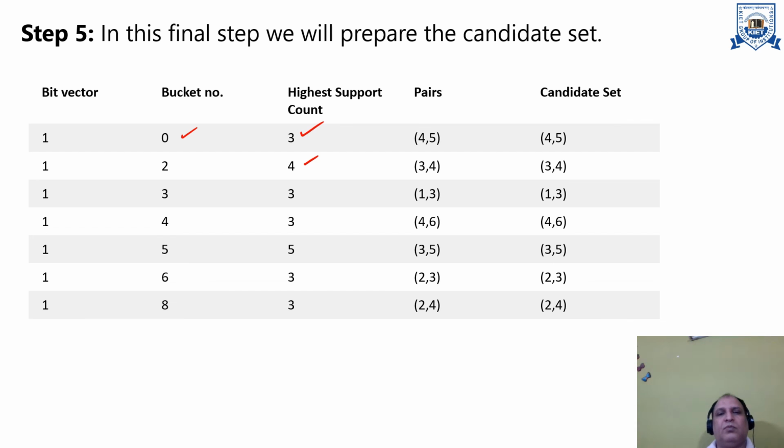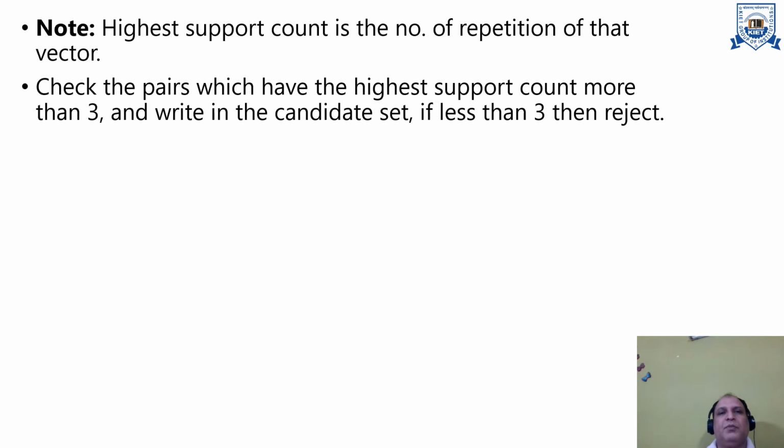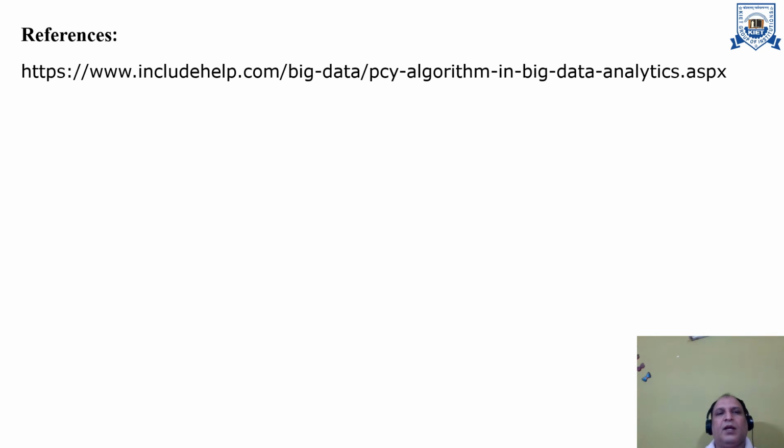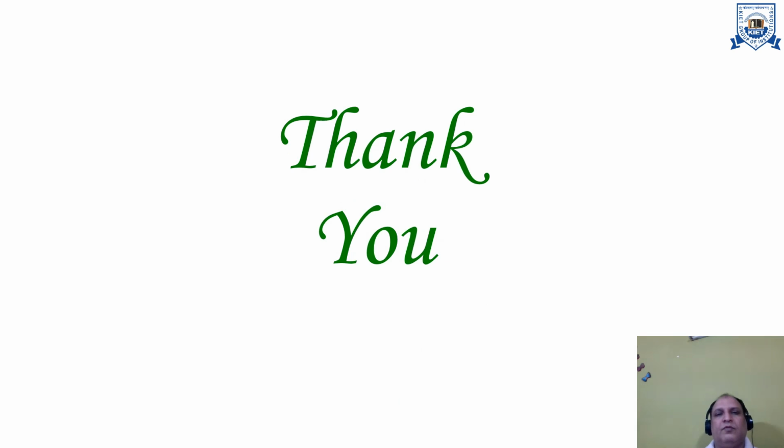And the bit vector means all pairs which have a support count more than or equal to the threshold, in that case we will set the bit vector value to 1. Therefore, the highest support count is the number of repetitions of that pair. Check the pairs which have the highest support count more than 3 and write them in the candidate set. If less than 3, then we will reject. So in this way we are finding the frequency of the item pairs, and this is the particular reference from where you can study more. Finally, thank you very much.